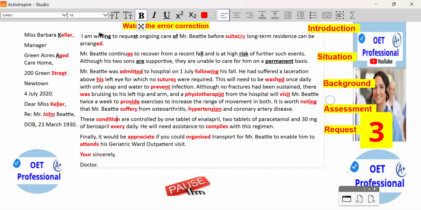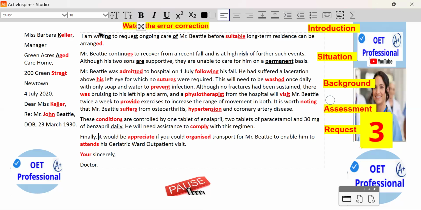These conditions should be plural, are controlled by 1 tablet of enalapril, 2 tablets of paracetamol, and 30 milligrams of benzapril every daily. So we don't need to say every daily. We could say every day or just daily. In this case, daily is better. He will need assistance to comply. Once again, comply follows to and should be in the infinitive form with this regimen.